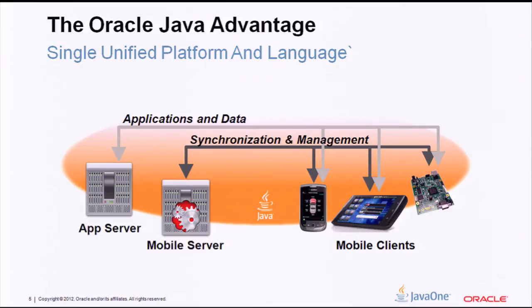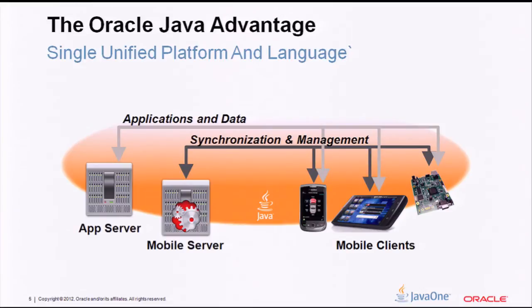So you get applications like the Facebook iPhone application, for instance, moving across to your device, which is going to access data. In the enterprise and Java world, you can do that by having Java Enterprise Edition, Java EE, running on your app server, and then having that data interact with Java ME or Java Embedded clients running on your mobile clients. So you get this orange cloud of Java technology, the single unified platform and language that spans from your servers on the back end down to your mobile devices.